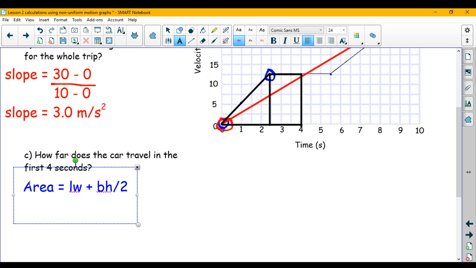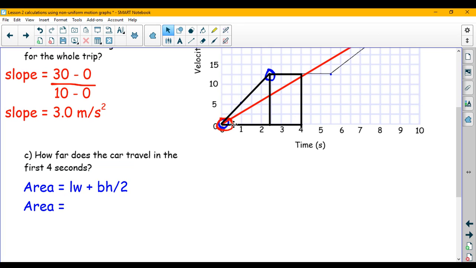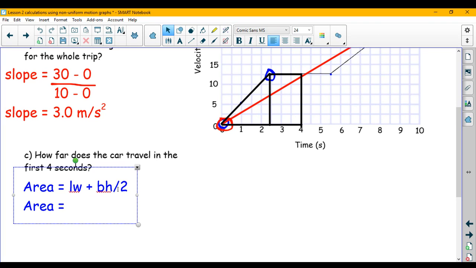Now I'm going to get all my numbers directly from this. And I'm doing area because it's how far it travels. And remember we said the area under a VT graph will give the displacement. So I'm going to look at this guy. I got a triangle. Its base goes from 0 to 2.5. So that means the base is going to be 2.5.